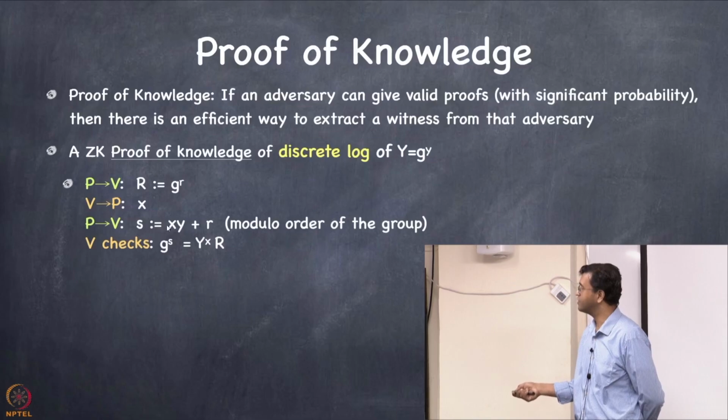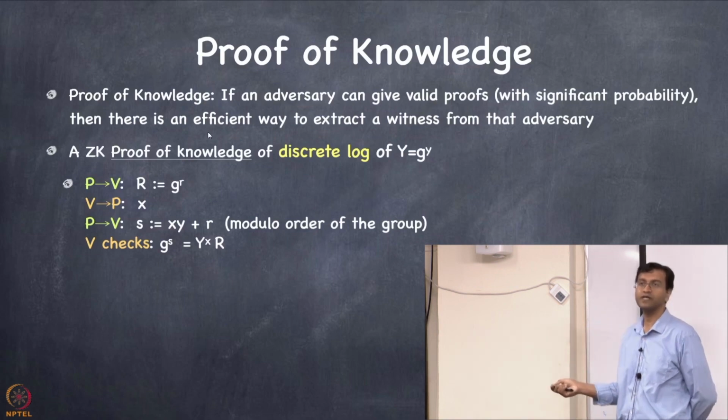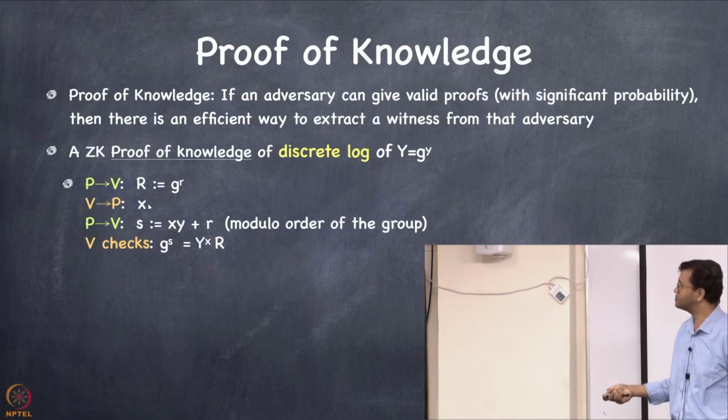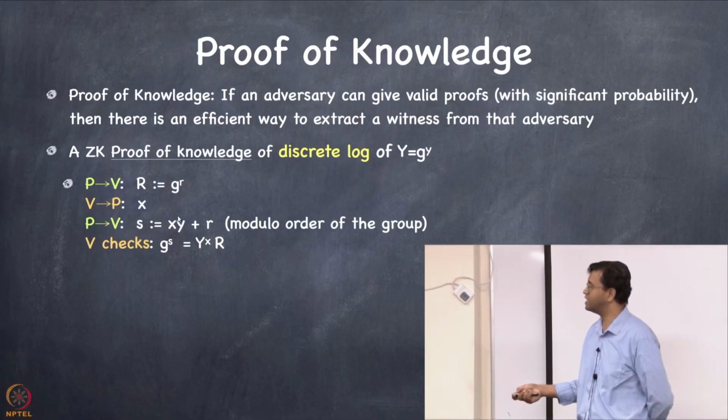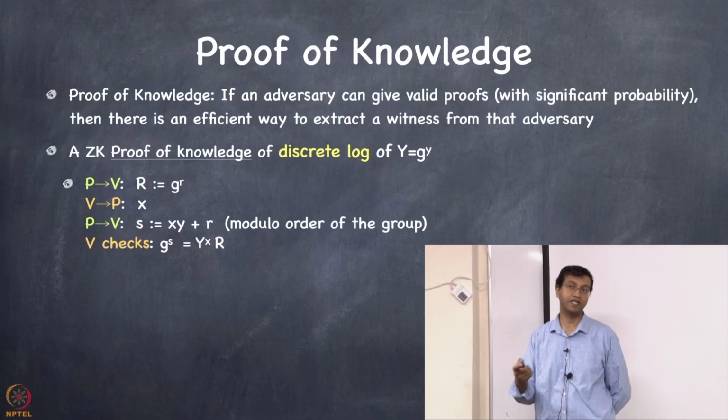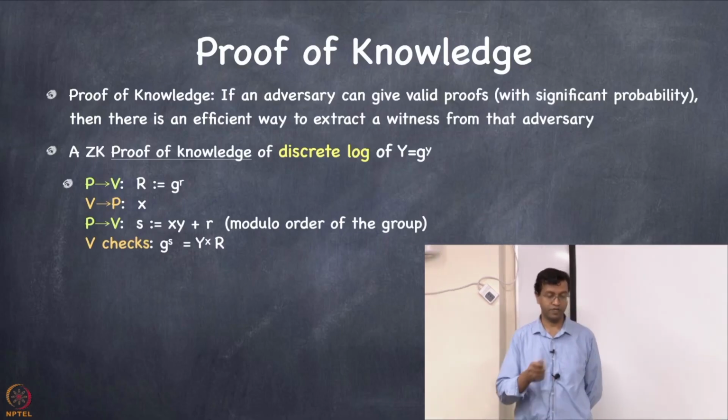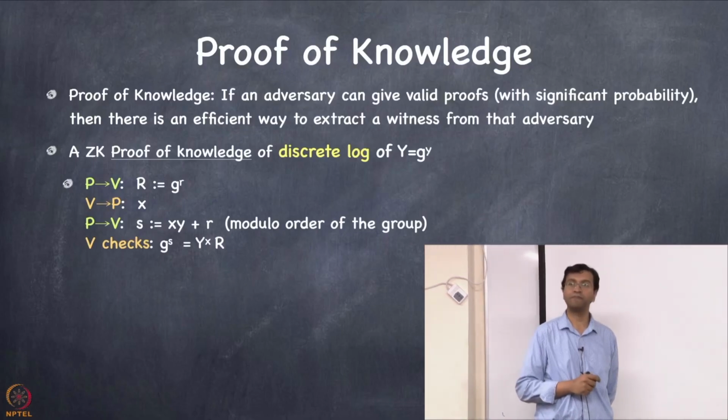Namely, it can compute g to the power s by, so if you look at what this is, y to the power little x is g to the power xy. Times r makes it plus little r in the exponent. Okay? So it can check this. And by checking this, it's convinced that s is indeed xy plus r. Okay? So it can check at least that part, that what the prover sent you is xy plus r.